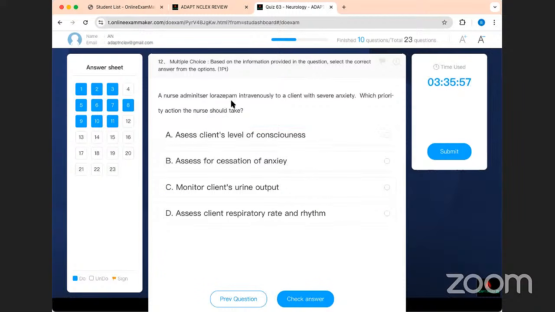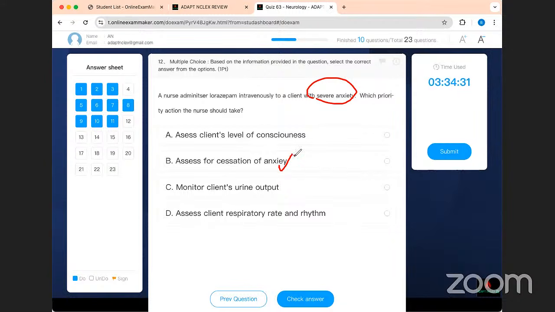And next, administer Lorazepam IV to a client with severe anxiety. Which priority action should the nurse take? Keyword, right? Lorazepam. I give you Lorazepam, right? IV for anxiety. What should I do? I check your level of consciousness. I check whether the anxiety has gone away. I monitor your urine output or your respiratory rate. The anxiety is gone away. You check if the anxiety is gone, it's irrelevant, right?